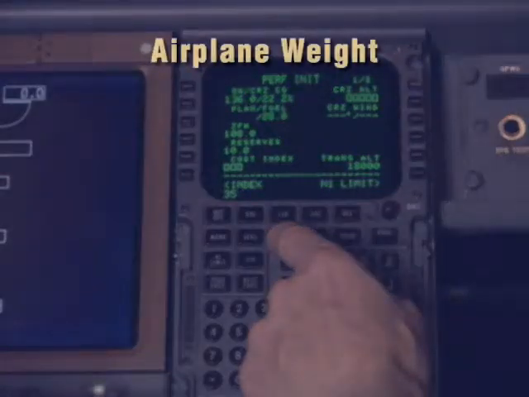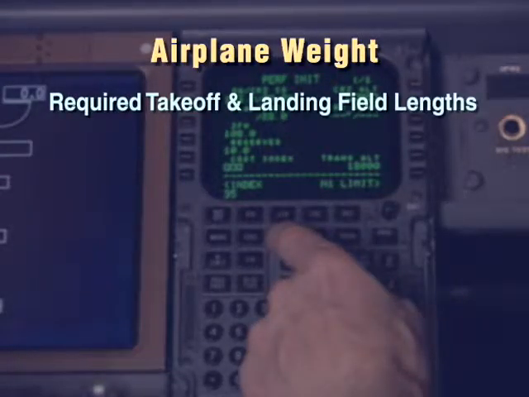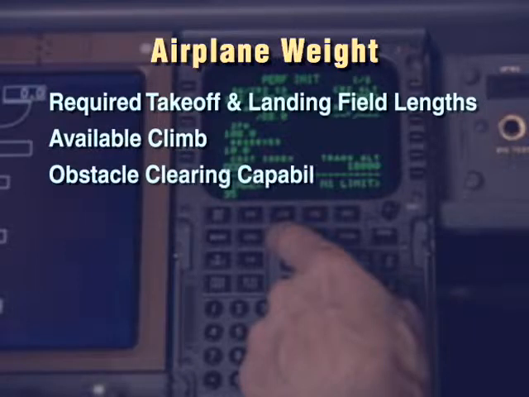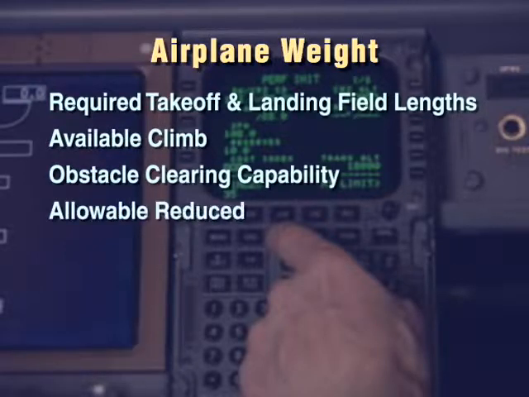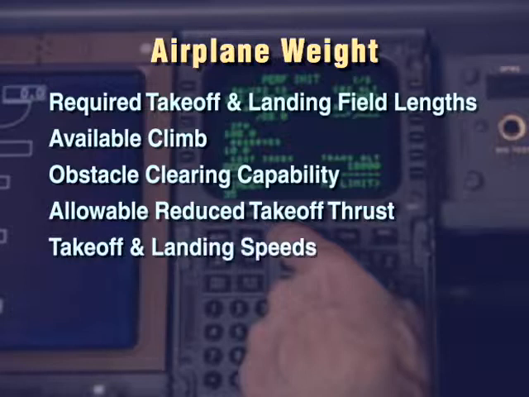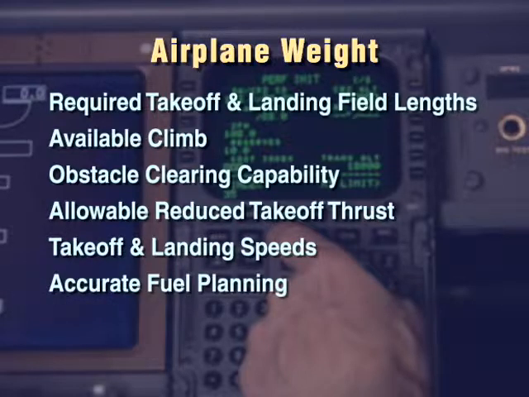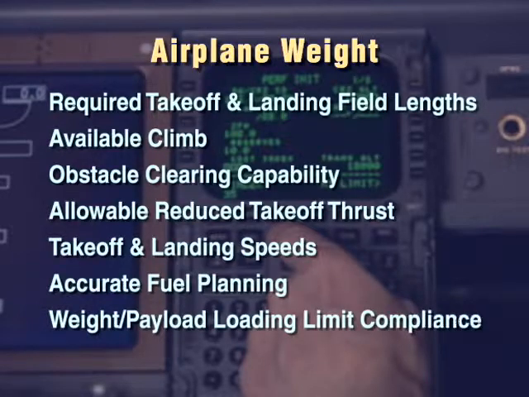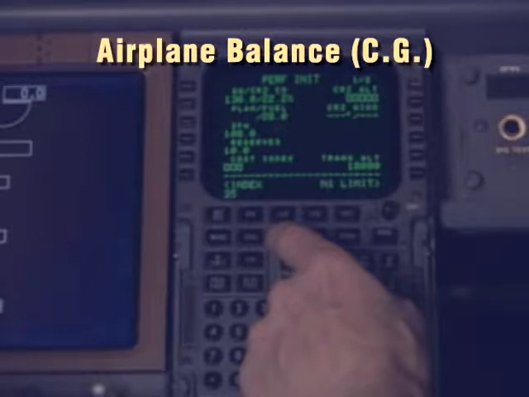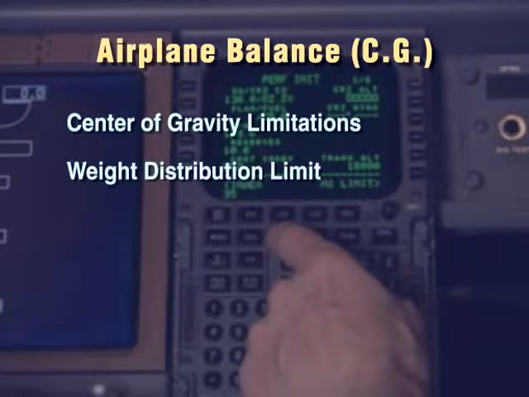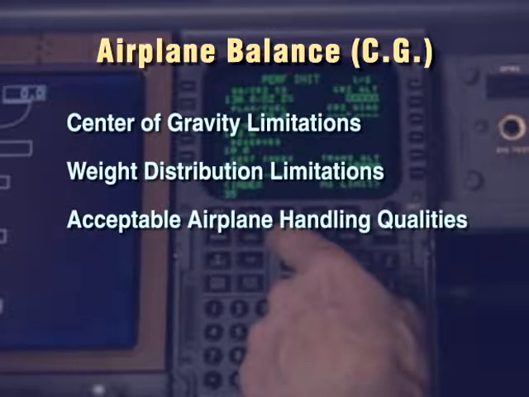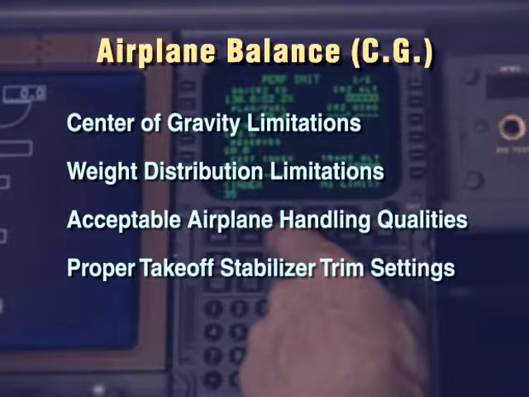Weight is important for determining required takeoff and landing field lengths, available climb and obstacle clearing capability, the allowable amount of reduced takeoff thrust to extend engine life, proper takeoff and landing speeds, accurate fuel planning, and compliance with weight and payload loading limitations. In addition to weight, balance, or more specifically CG, is important for ensuring compliance with CG and payload distribution limitations, acceptable airplane handling qualities, and proper takeoff stabilizer trim settings.